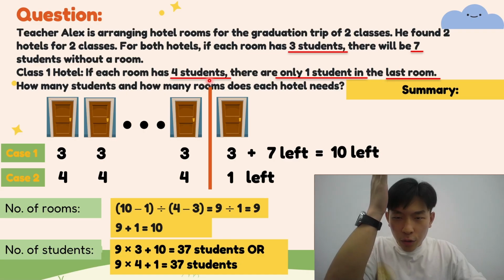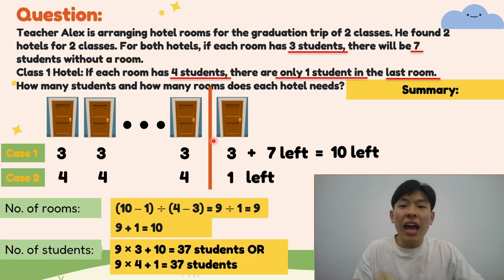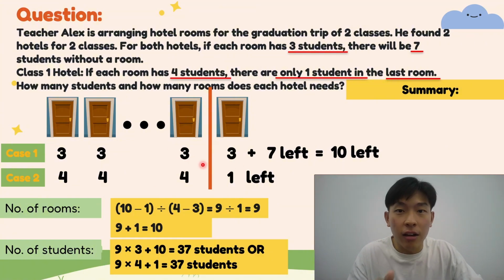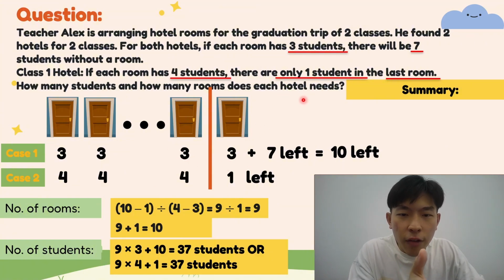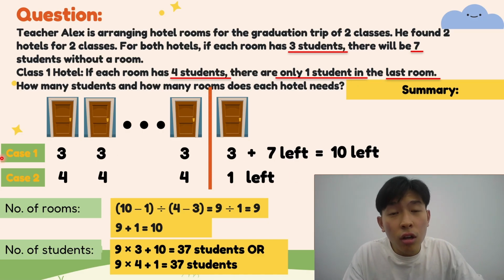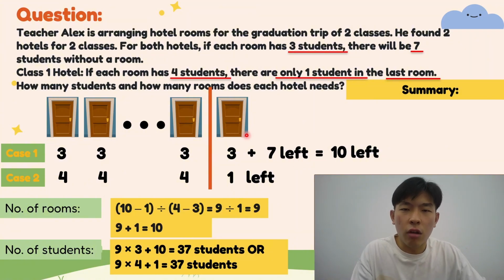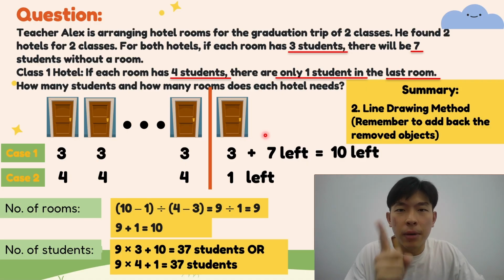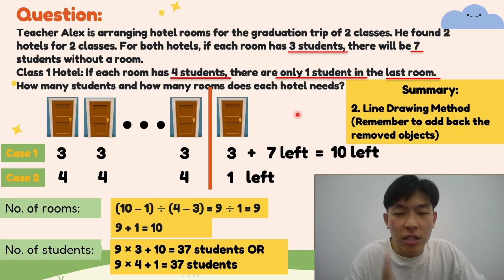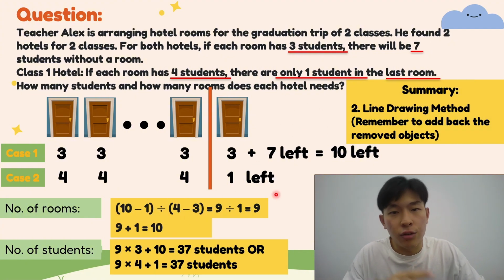Here, we use the line. So we draw a line and we separate the different part and the same part, okay? So, let's say if we have 3 rooms that are different, we need to separate this into 2 parts, okay? We remove 3 rooms, okay? Not always just 1. So remember, this is called the line drawing method. And remember to add back the removed objects. Remove 1 room, we must plus 1. Remove 3 rooms, plus 3, okay?